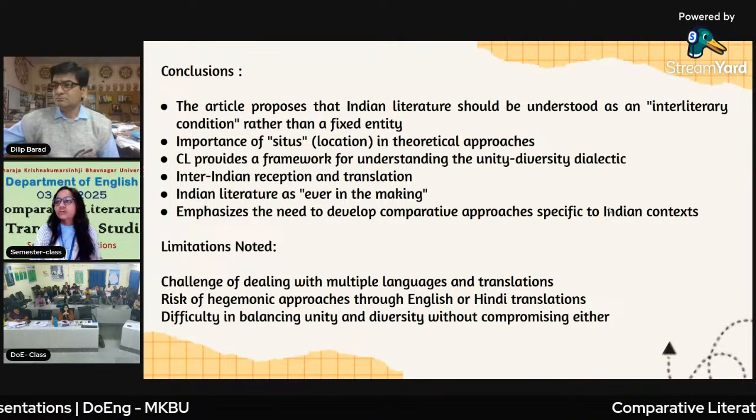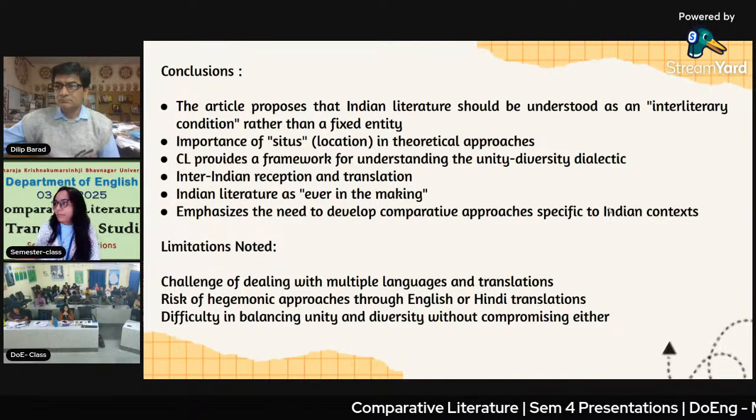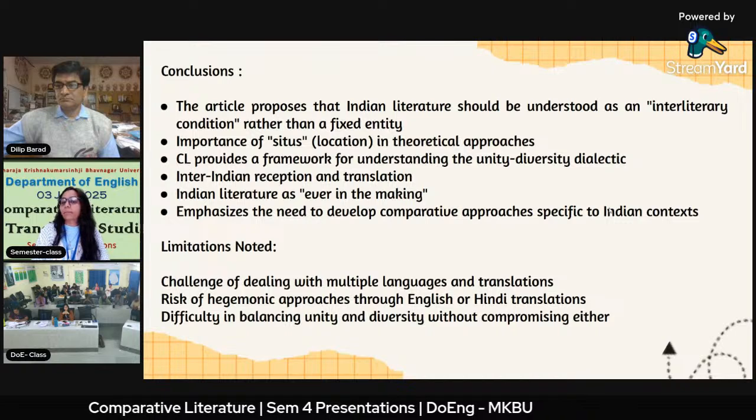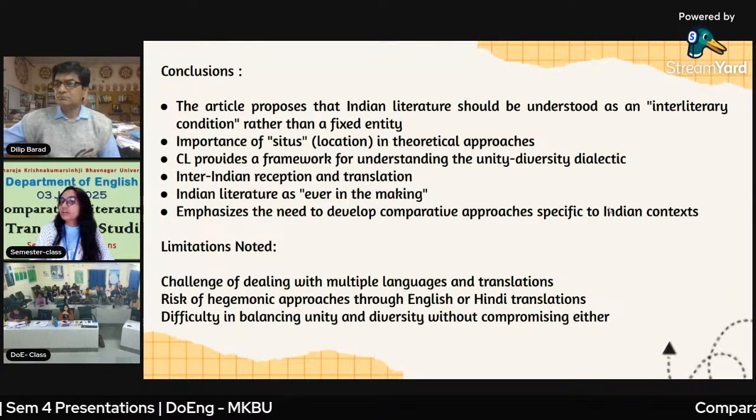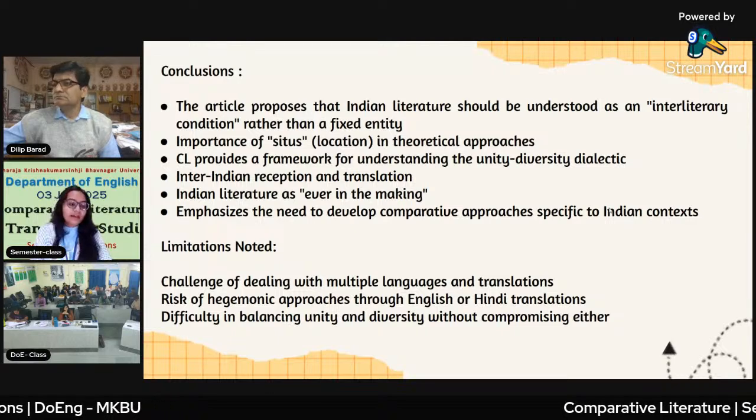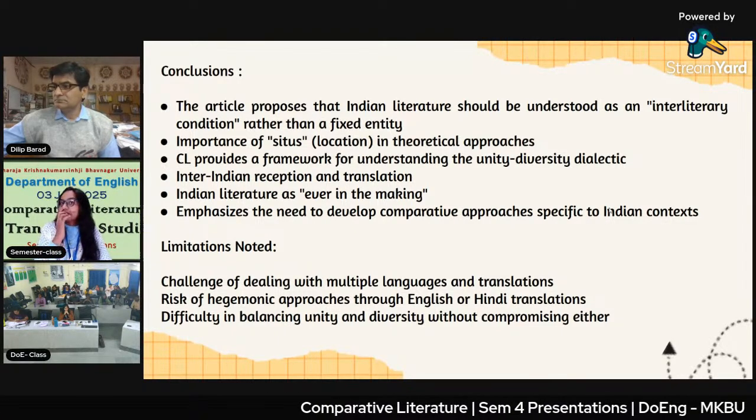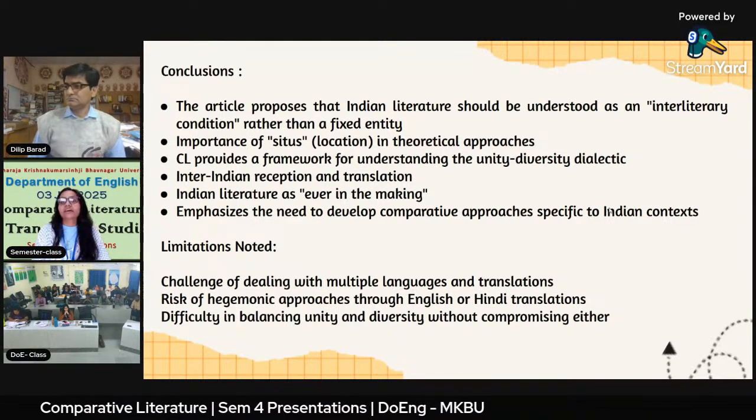As Michel Foucault argues in Dialogism, there is an ongoing dialogue happening within comparative literature. It also emphasized the need to develop a comparative approach specific to the Indian context. In this article, some limitations were noted by Amiya Dev, and these limitations are a challenge of dealing with multiple languages and translation, which is a challenge for a scholar in comparative literature.